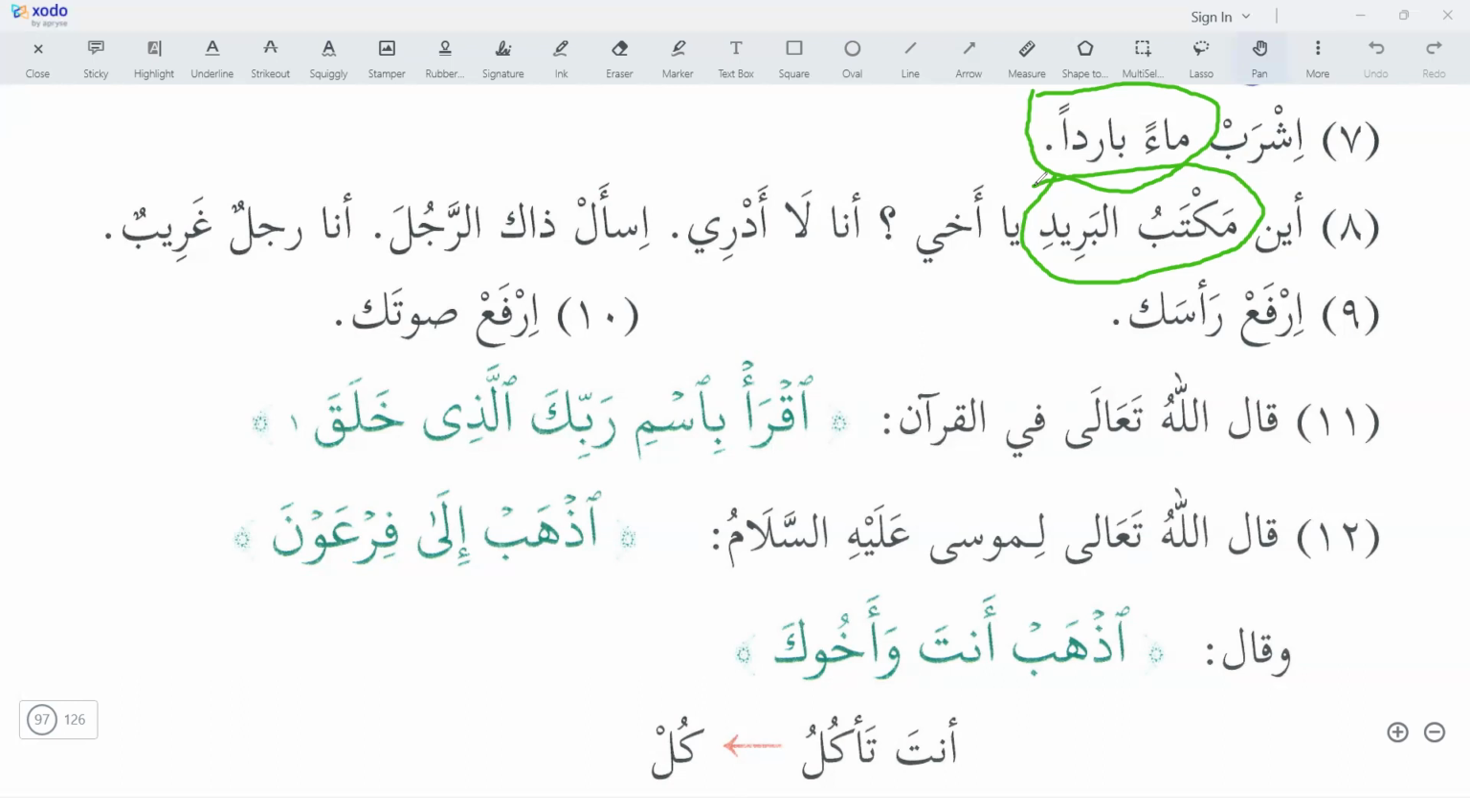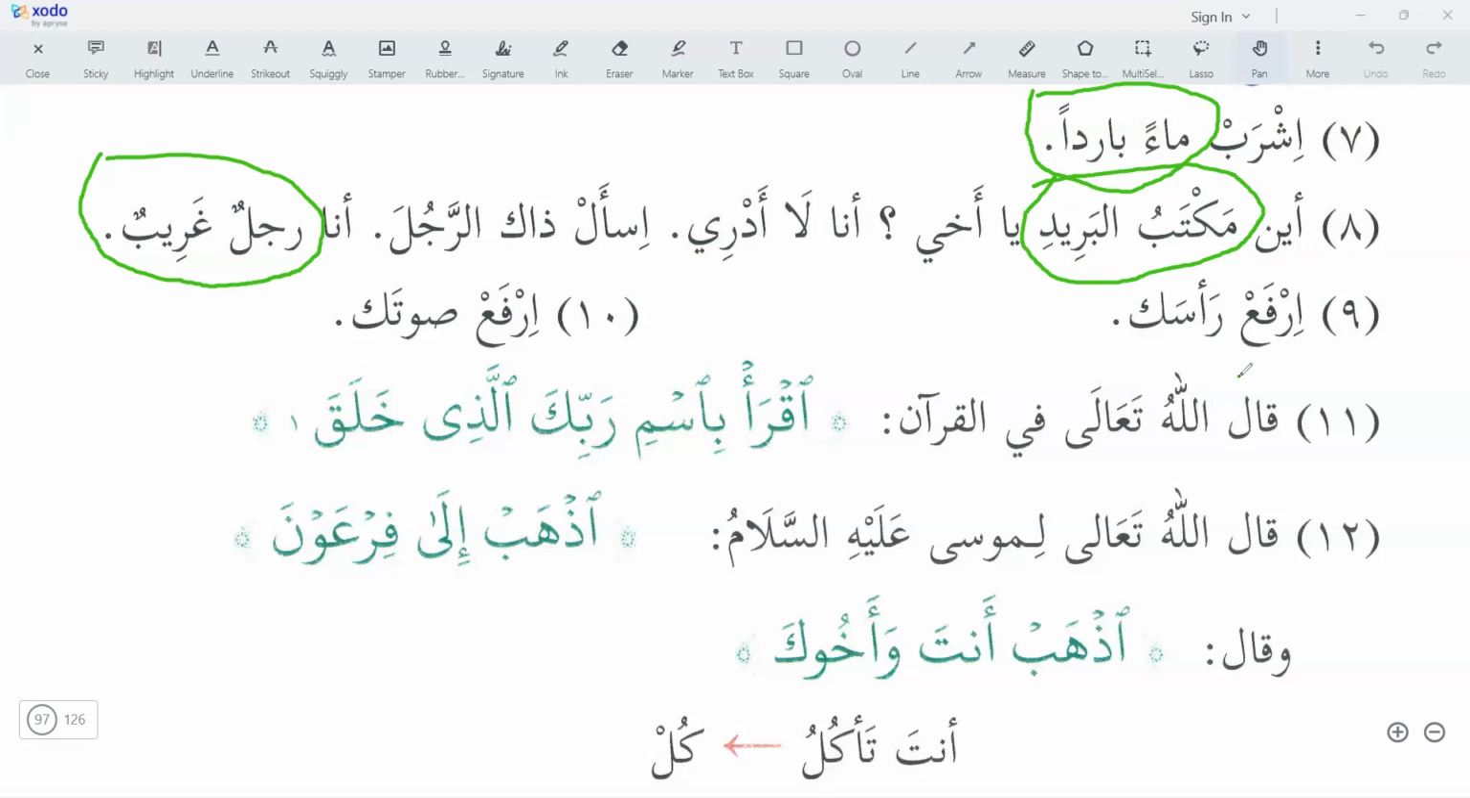Ana la adri. I don't know. Is'al hadha rajula? Ask that man. Ana rajulun gharibun. I am new. I am a stranger. Irfa' ra'saka. Raise your head. Irfa' sawtaka. Raise your voice.